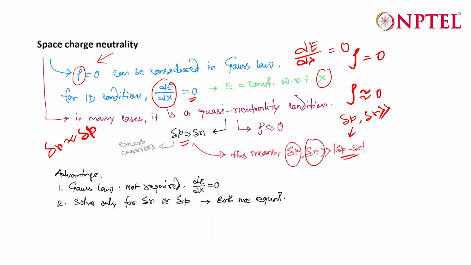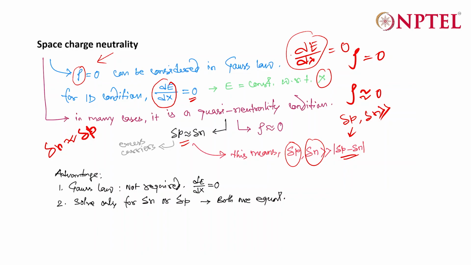Now the advantage of this space charge neutrality is, as del E by dx is approximately equal to 0, you don't need to solve the Gauss law equation in the device analysis. So you are, in this case, solving effectively 4 equations.